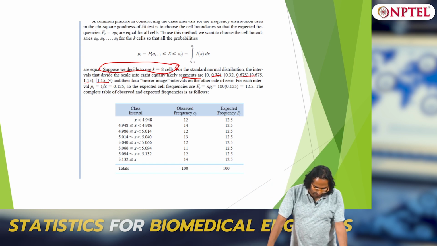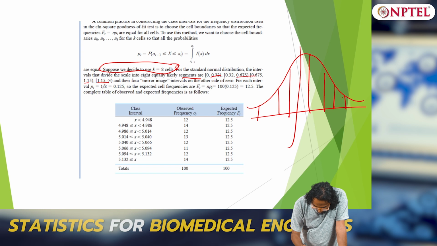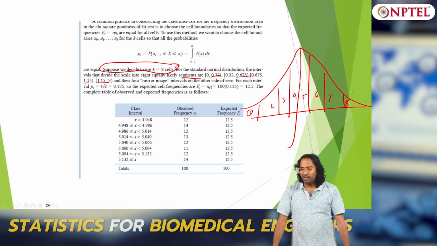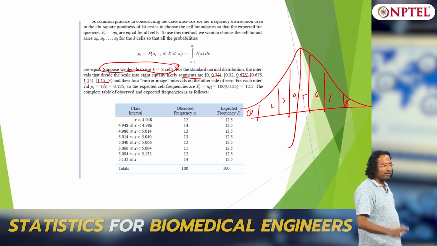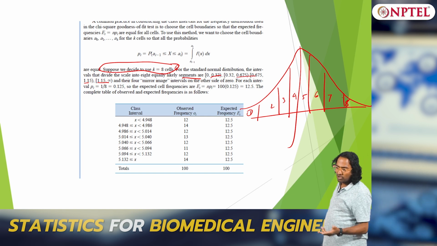Okay, so let's take this. I am dividing this entire interval into 1, 2, 3, 4, 5, 6, 7, 8 equal segments. I am dividing the entire normal distribution into 8 equal segments. I have taken 8, you can do 10 or you can do 5, etc.